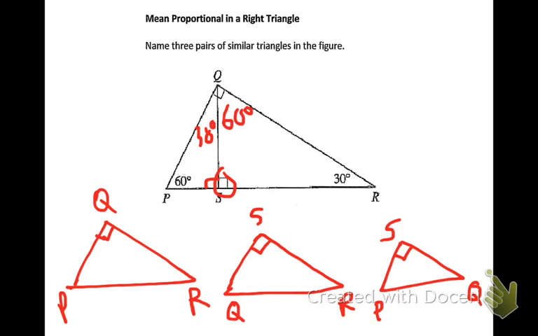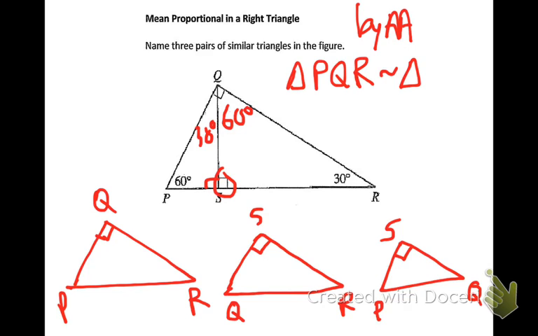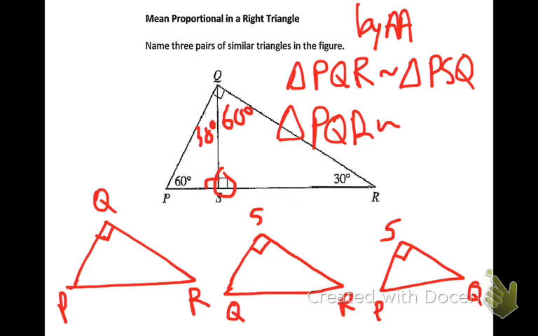Now when you name them, it's very easy. Everything matches up, right? So I can say, for example, triangle PQR is similar to triangle PSQ. I compared the big one to the small one. They're similar. We can say triangle PQR is similar to the medium-sized triangle. And so I started at P and went clockwise. We start at Q on the medium size, and it would be QSR.